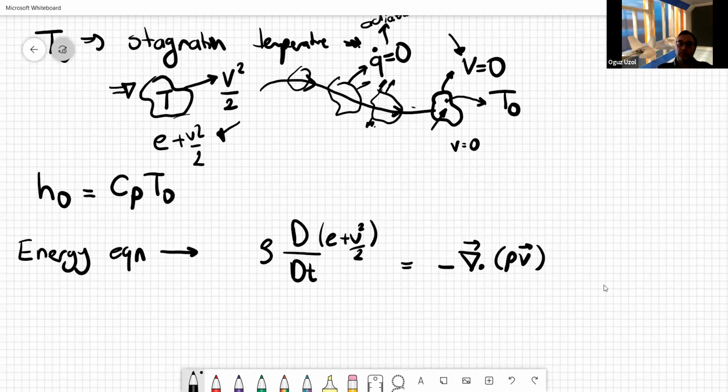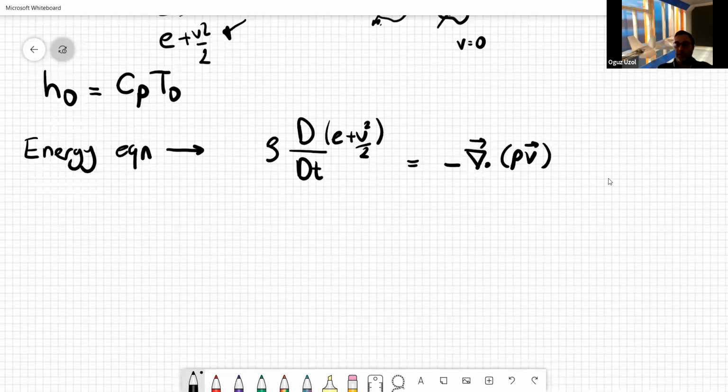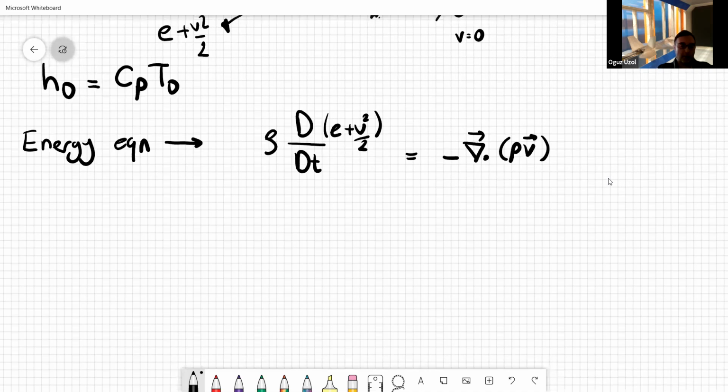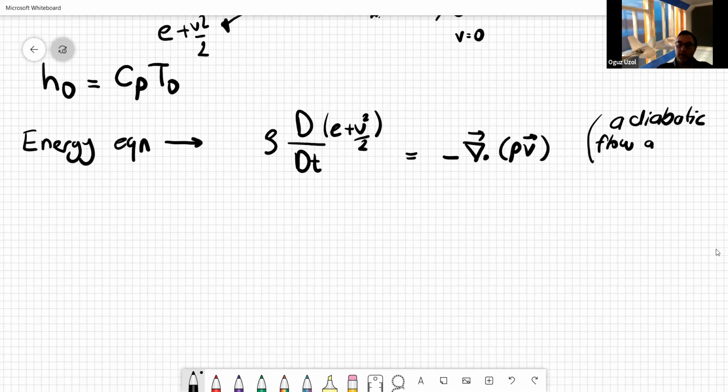And since we are dealing with gases, as I said, I ignored the work done due to body forces term. So this equation represents energy conservation for an adiabatic process, or let's say adiabatic flow, and negligible body forces. Good. So now we will do some mathematical exercise on this equation.